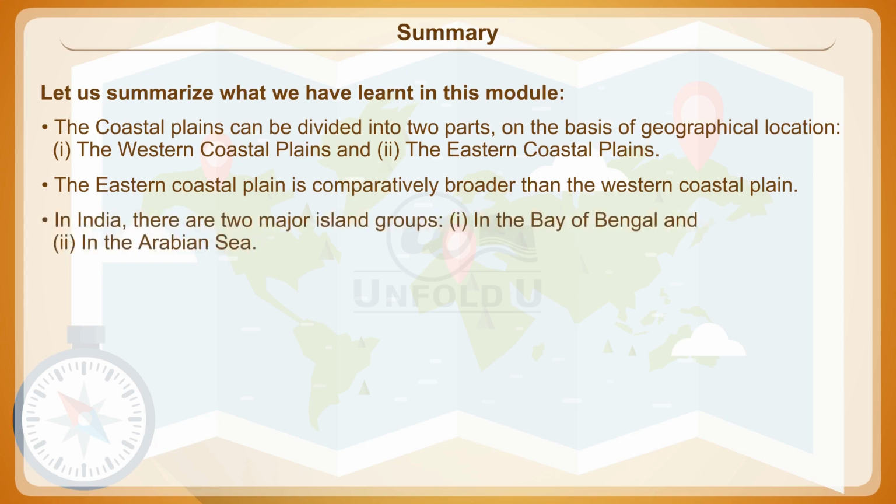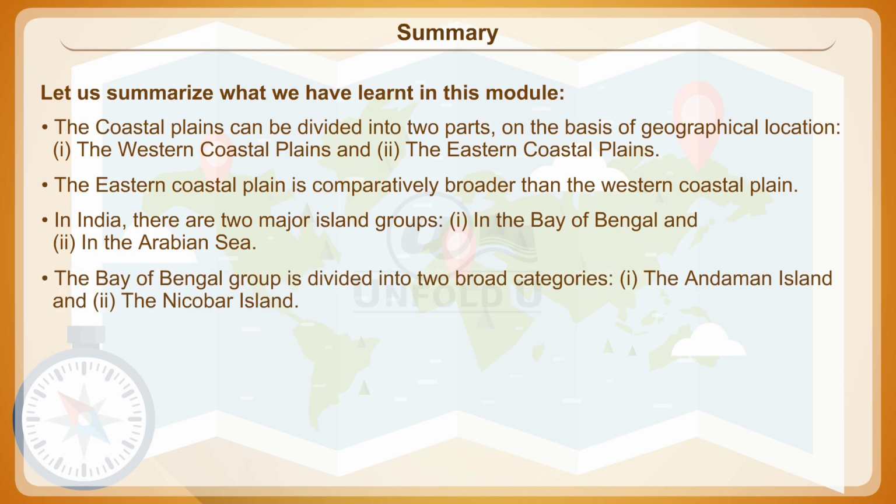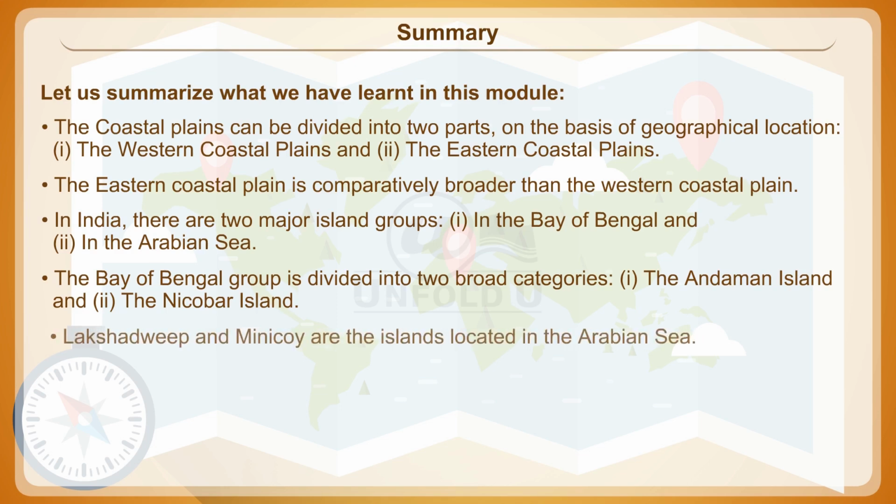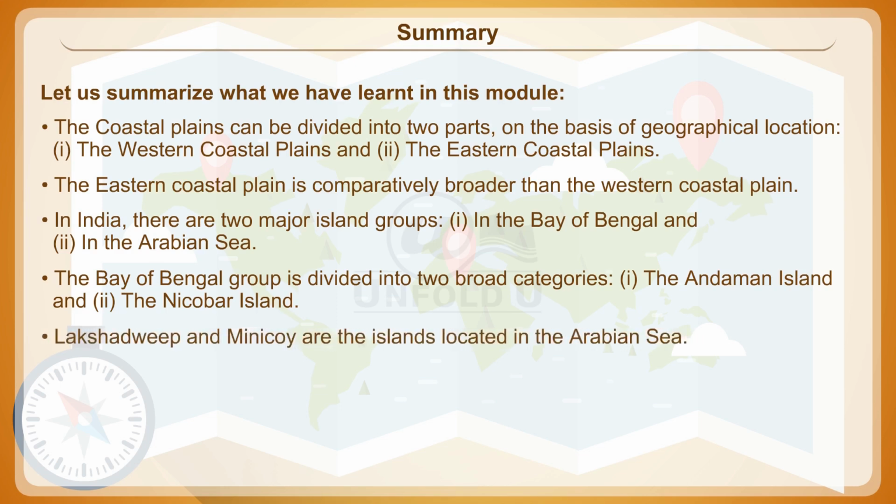In India, there are 2 major island groups. 1. In the Bay of Bengal and 2. In the Arabian Sea. The Bay of Bengal group is divided into 2 broad categories. 1. The Andaman Island and 2. The Nicobar Island. Lakshadweep and Minicoy are the islands located in the Arabian Sea.